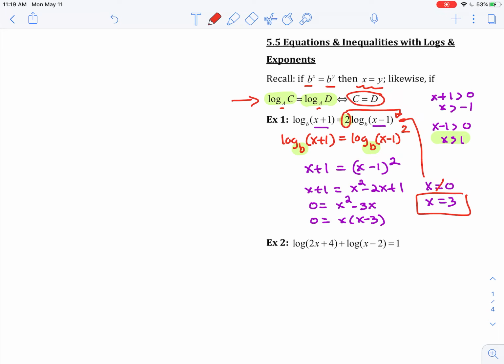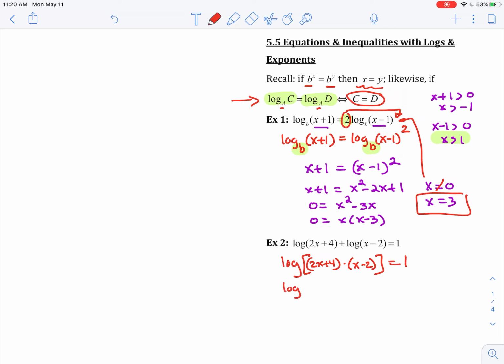If we look at number 2, on the left side, we have addition of two different logs. And we know that when we are adding logs, when we are adding exponents, that means that multiplication with a common base was going on. So on the left side, we could think of that as the log of 2x plus 4 times the quantity of x minus 2 equal to 1.